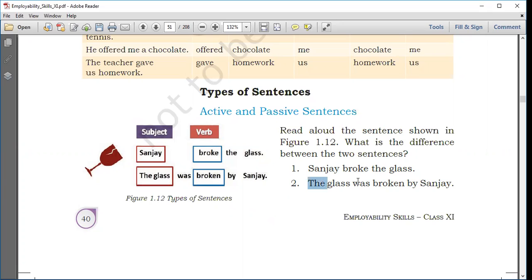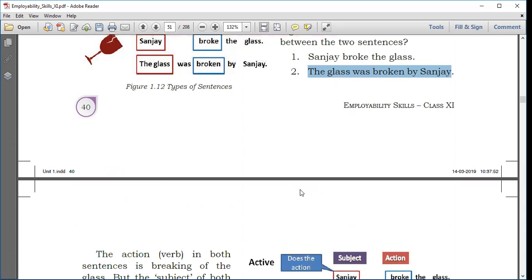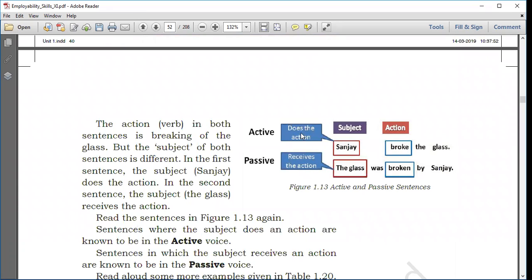And if we write, the glass was broken by Sanjay, right? Here the subject is glass, but glass is not the action doer here. The action is being performed on the glass. So in this case, it is passive voice, right? Who does the action? Sanjay does the action, so this is active. Who receives the action? Glass is receiving the action. Action किस पे हो रहा है?